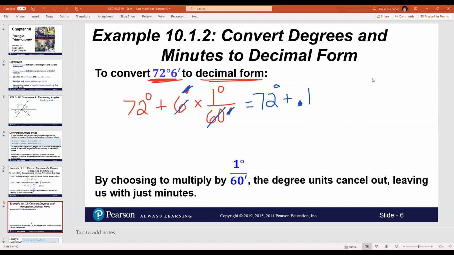So that 6 minutes, 6 over 60, is the 1/10. My units is the degrees sitting right there. So my conversion of 72 degrees 6 minutes to decimal form is equal to 72.1, or 72 and 1/10 of a degree.